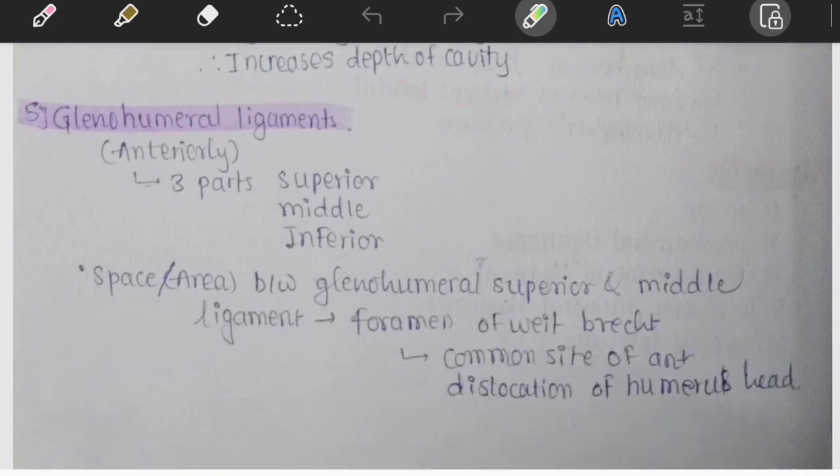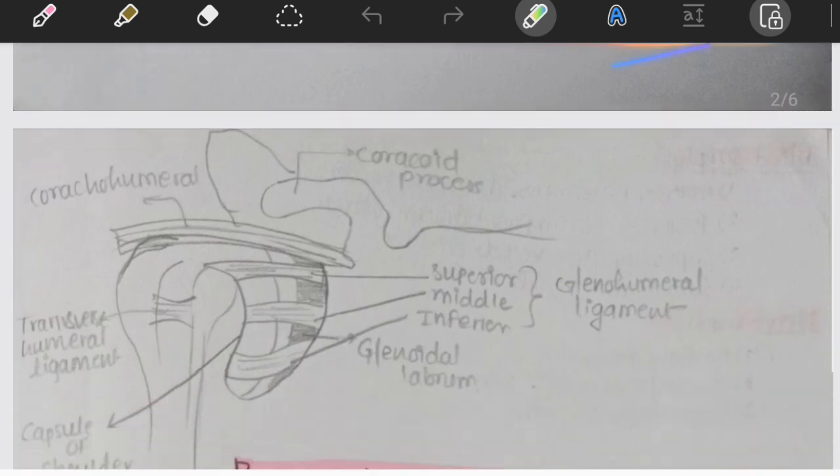Then the glenohumeral ligaments. There are three glenohumeral ligaments: superior, middle and inferior. Remember them from above to below. The space between the superior and middle glenohumeral ligaments is the foramen of Weitbrecht, the common site of anterior dislocation of the humeral head.